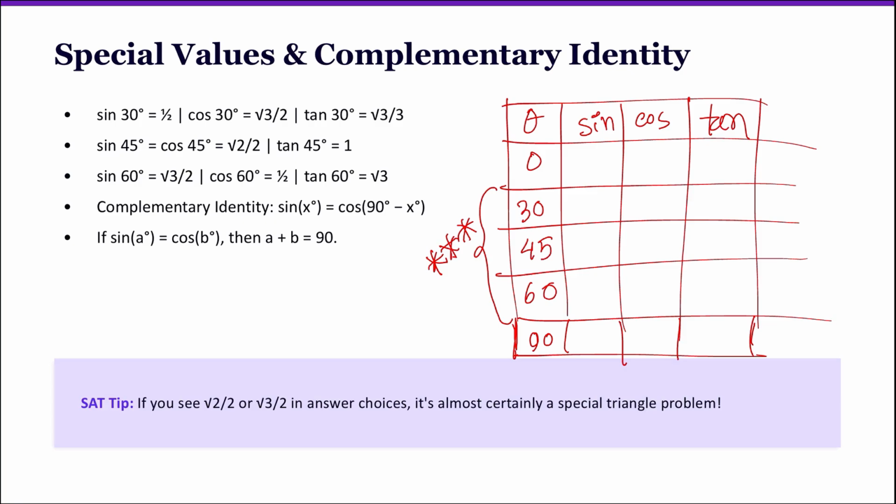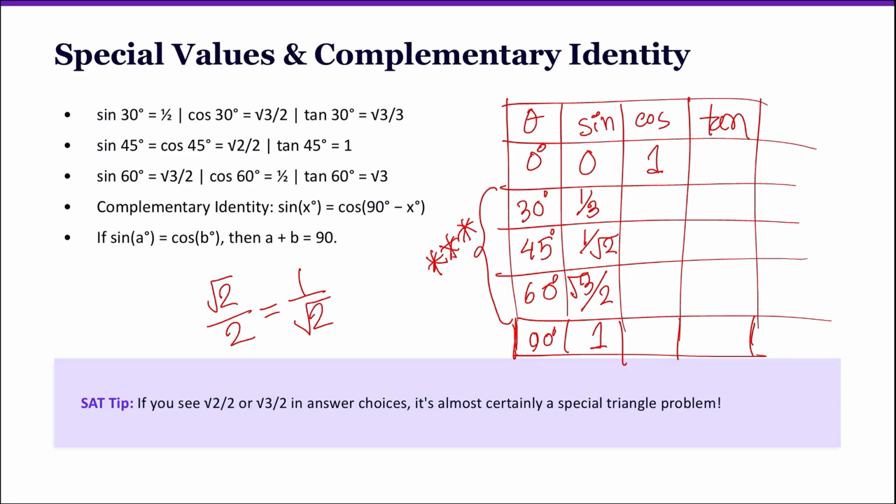If you fill out the chart, it ends up being that sine of 0 is 0, sine of 30 degrees is half, sine of 45 degrees is 1 over square root of 2. You may also rewrite it as square root of 2 over 2. They're the same thing. If you divide both the numerator and the denominator by square root of 2, you end up getting 1 over square root of 2. 60 degrees, that's square root of 3 over 2, and 90 degrees is 1.